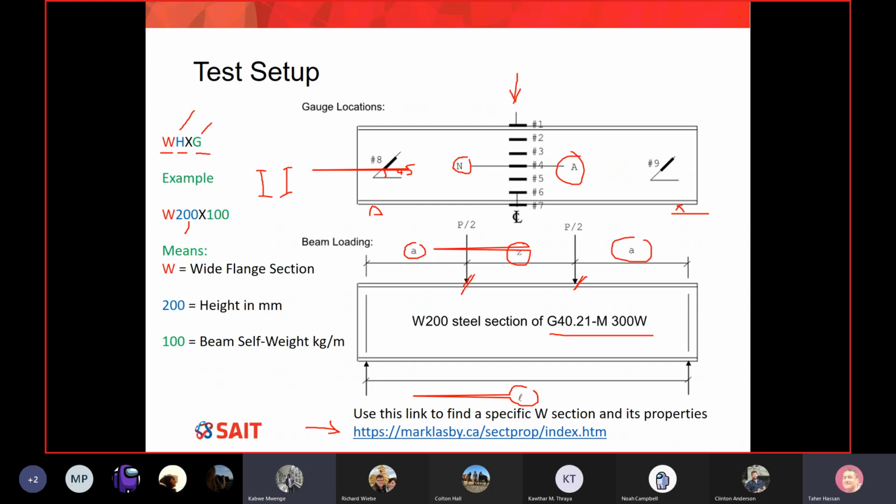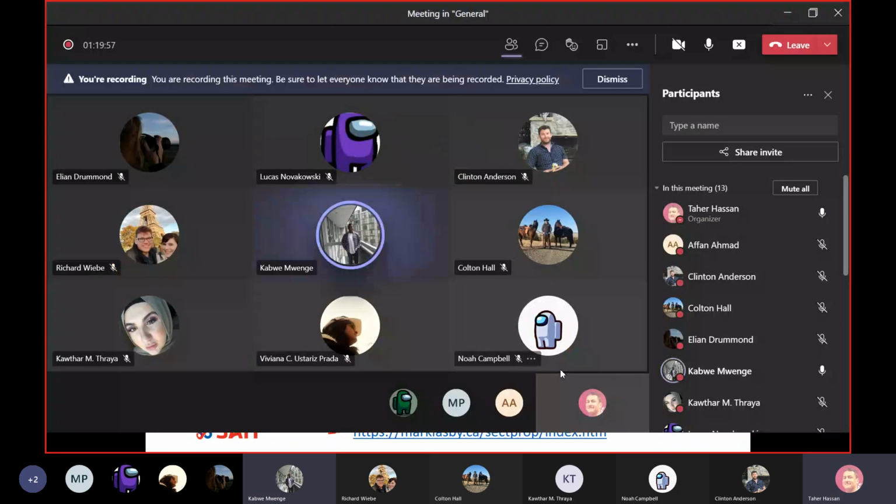Oh, okay, right. The strain is unitless. The epsilon is unitless. But the modulus of elasticity has the same units as the stress, which is megapascal or gigapascal. The 200,000 is megapascal. The 200 is gigapascal. Gotcha. Any other questions?